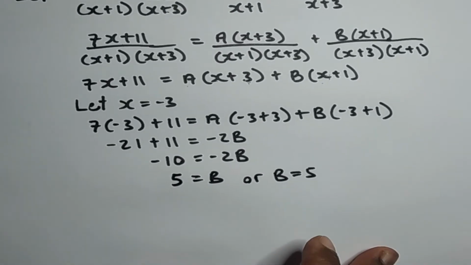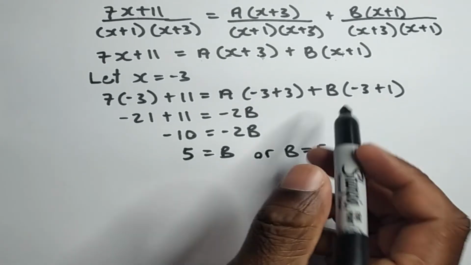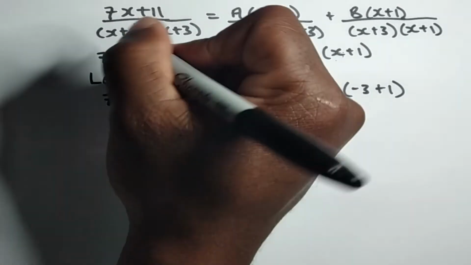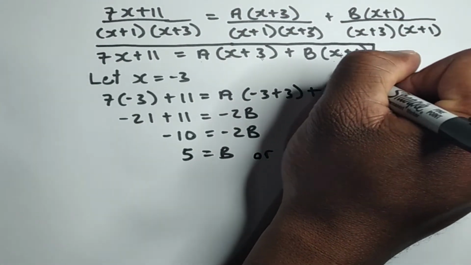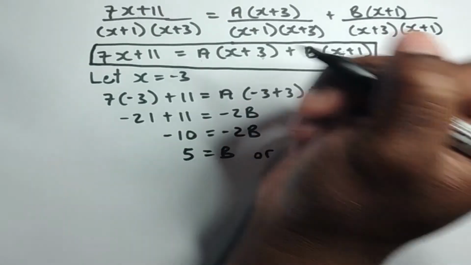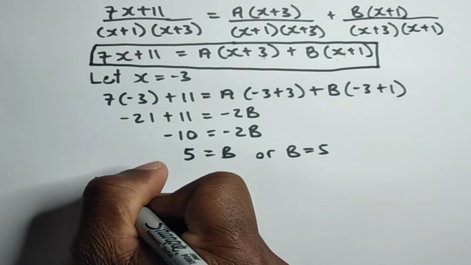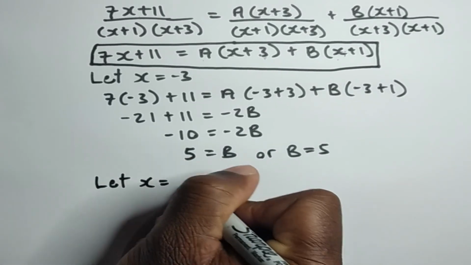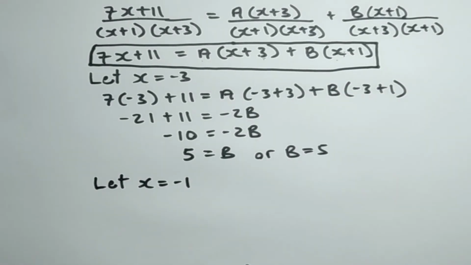Now we want to look at how to get our a value. That means we need to get rid of the b. Again, remember, this is what we are working with. You could highlight this if you so choose. So I want to let x be equal to negative 1, because I know if I add negative 1 to 1, then I get 0 over there.